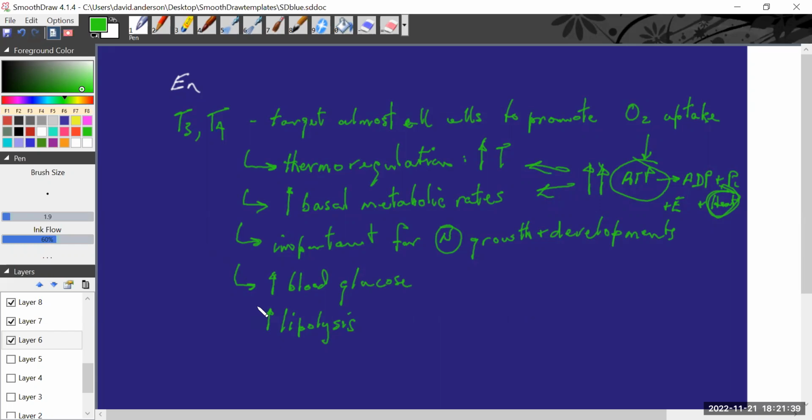So T3 happens to be lipid soluble, so it can cross the membrane. Growth hormone was protein, so it needed a second messenger for action. And a lot of times that second messenger essentially was those insulin-like growth factors produced by the liver. So here we've got lipid soluble hormones. They can cross the plasma membrane.